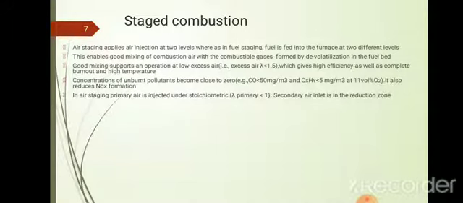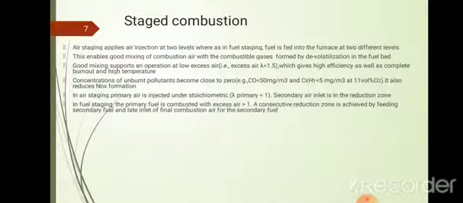And mostly we are using air staging. Fuel staging is a very limited application. So mostly we will supply air in two stages. And in air staging, the primary air we can supply at very less than stoichiometric ratio, and secondary air will be supplied at the reduction zone. And overall, if you take the overall excess air percentage, it will be very less.